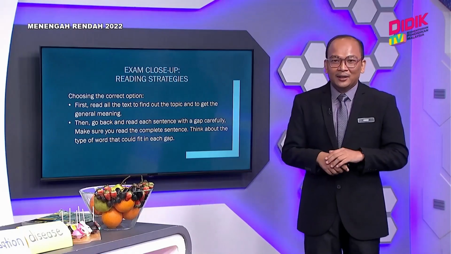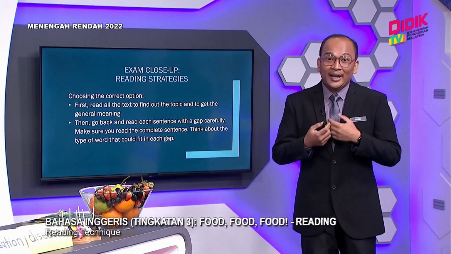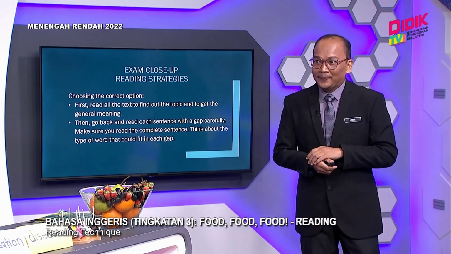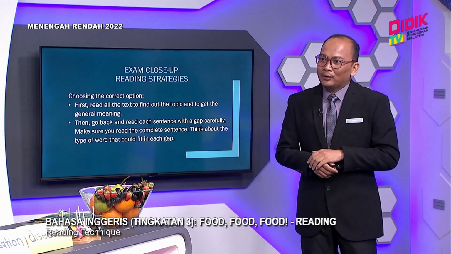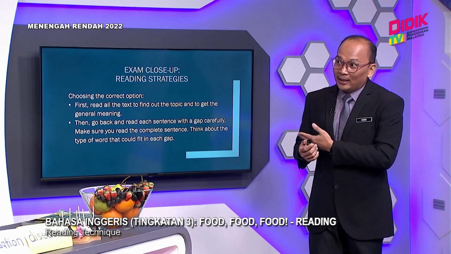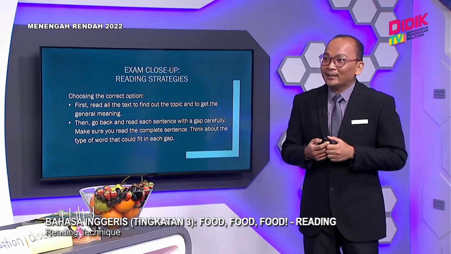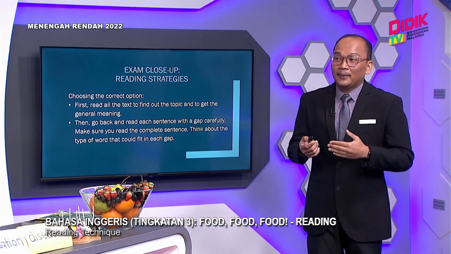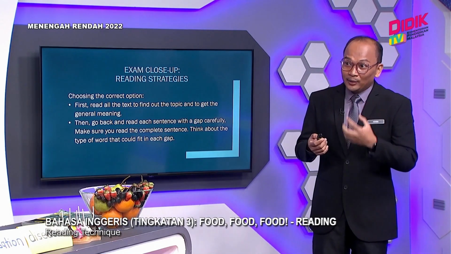So, now we are focusing on the reading strategies that we need to use when we are exposed to a text, so that we have a good strategy when attempting to answer any reading question. For this part you are going to be given options. When we want a very good reading strategy, a few steps need to be taken. First, read all the text to find out the topic and to get the general meaning. Of course, we need to read the text first. Maybe you need to read a few times just to make sure that you have a very good understanding.